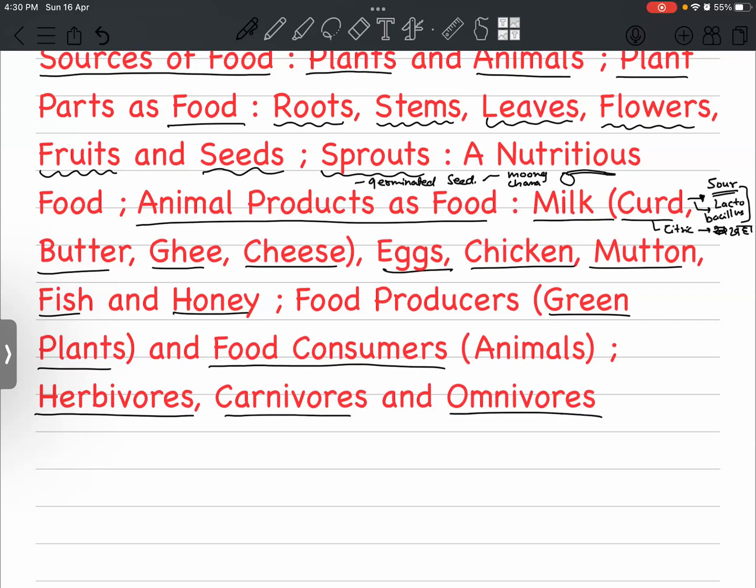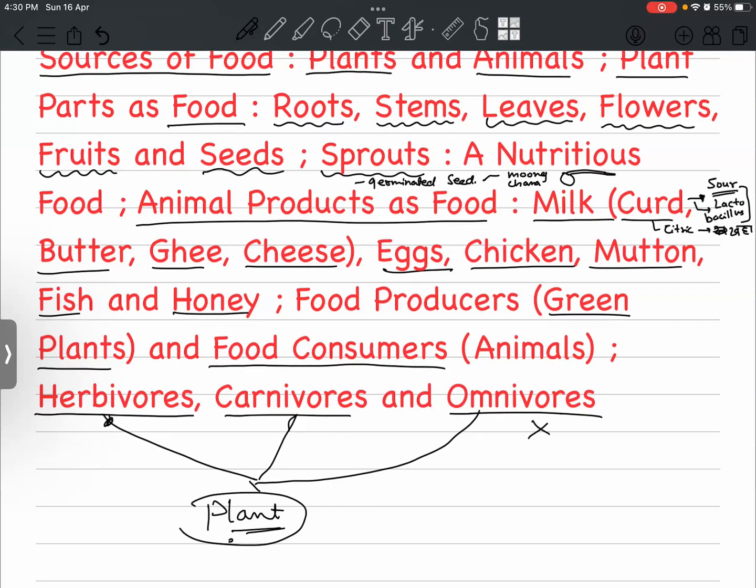Right, Aswati? Yes, sir. And all these consumers, they depend on the plants. Why? Because if there is no plant, there will be no herbivore. And if there is no herbivore and no plant, what will the omnivores eat? They will get to eat nothing. So their survival will be in danger.